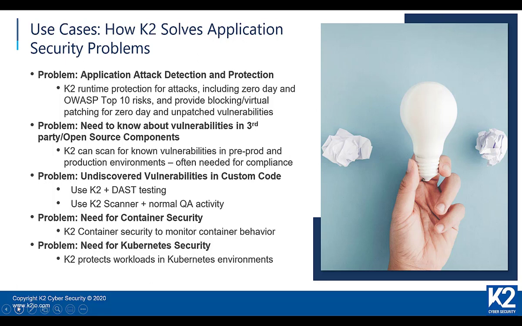K2 also provides the additional detail on vulnerabilities that's needed to remediate and fix vulnerabilities quickly, including the line of code and file name with the vulnerability. K2 can also scan for known vulnerabilities to identify known vulnerabilities that are missing updates and patches for compliance and regulatory needs. K2 can also help prevent vulnerabilities from making it to production by finding additional hidden vulnerabilities that are often missed during DAST testing in your QA cycle.